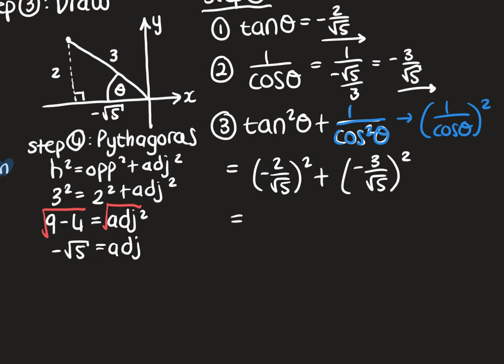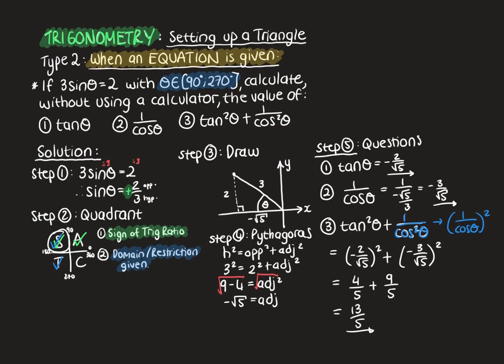And then when you're timesing, let's times this out. Negative times a negative is a positive. 2 times 2 is 4. Root 5 times root 5 is 5. Plus 9 over 5, which is going to give me 13 over 5 as my final answer. So that is an example of setting up a triangle type 2 when an equation is given.